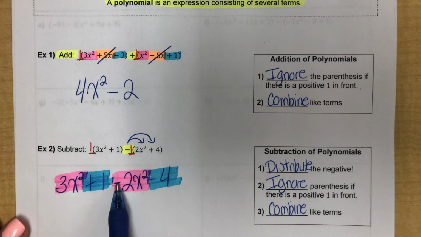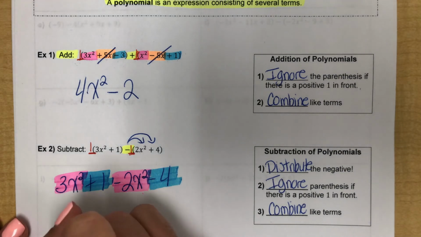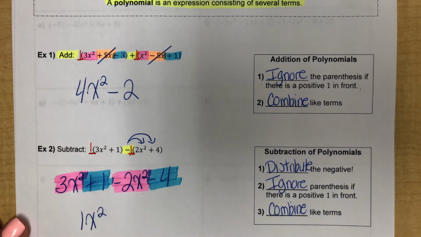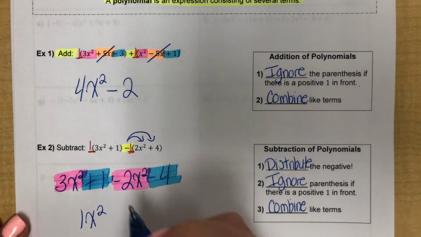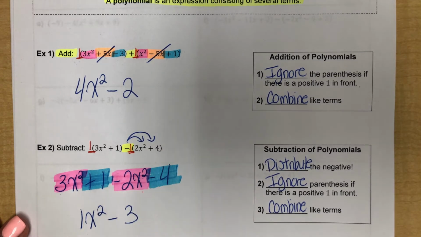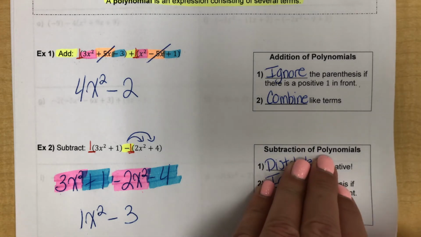3x squared minus 2x squared is 1x squared. I know 3 minus 2 is 1, and then I just bring down the x squared. +1 minus 4 is -3, and I am done. That would be the answers to the first page, all right? So let's flip and move on to page 2.